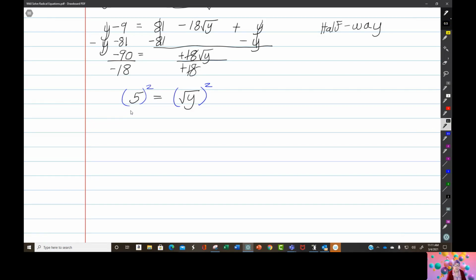5 squared is 25. And this second power blows away the square root because they're inverse operations. And I'm left with a y. Y equals 25, I'm done.